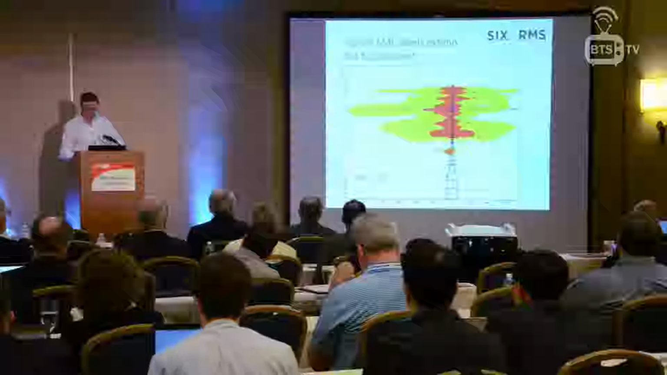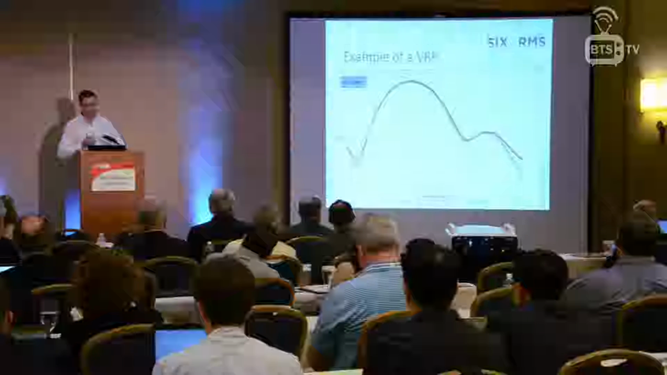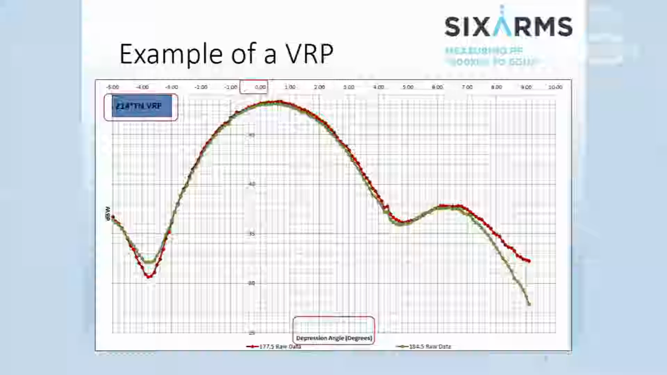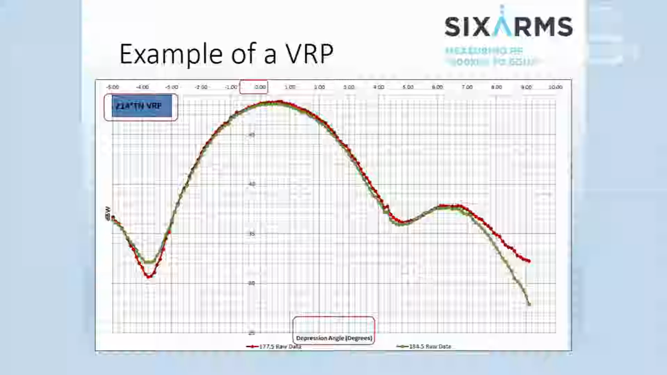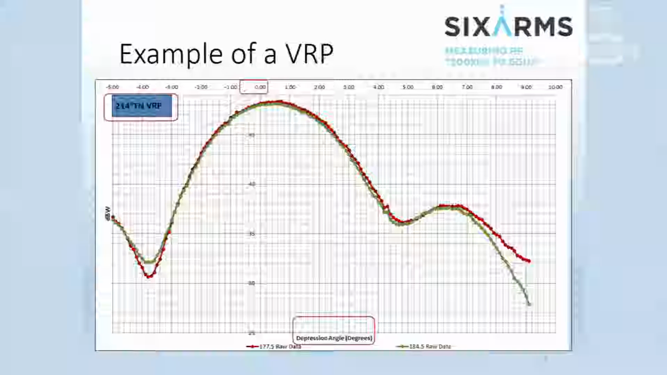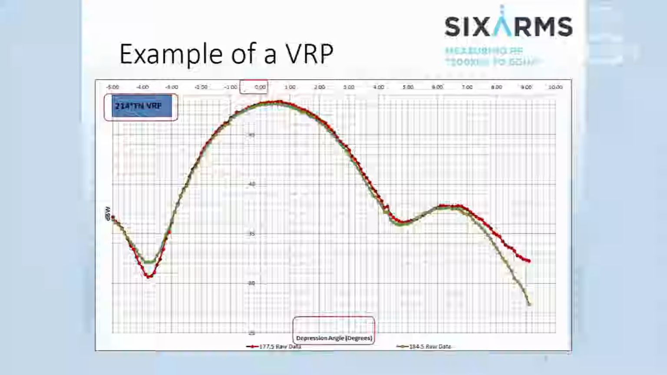If we do a slice vertically, then we'll pick up the different peaks and troughs as we go vertically from the ground to the top, and that is what we call a VRP of one of the services. With a VRP, the horizon is 0 degrees, so that's straight out at the horizon, and down there is minus 10 degrees, so that's towards the ground.